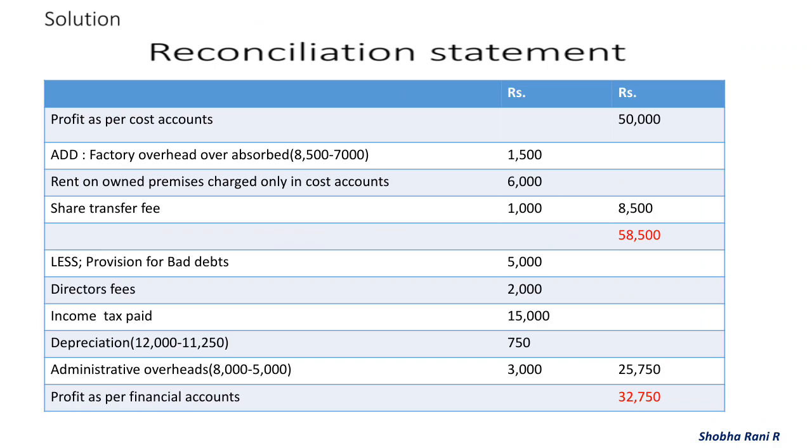58,500. Less provision for bad debts 5,000, director fees 2,000, income tax paid 15,000, depreciation 750, administration overhead under-absorbed 3,000. Altogether 25,750. Resultant figure 32,750 is known as profit as per financial accounts.